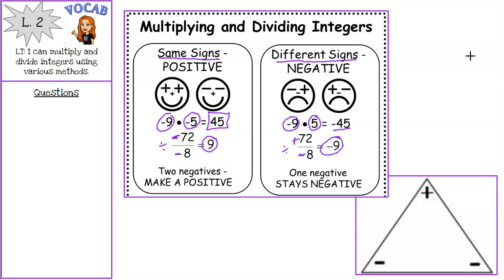One tool that I like to use is this integer triangle. It only works for multiplication and division, but it does help. So if you have a positive times a negative, you'd cross those off, and what's left would be your answer. So your answer would be negative. So we're going to use this tool in our lesson today.